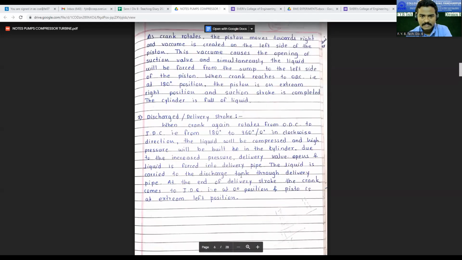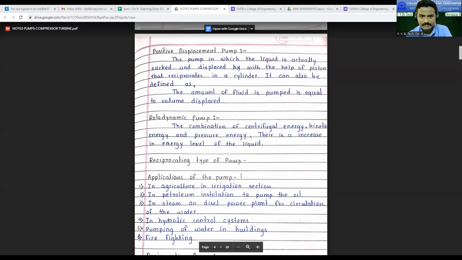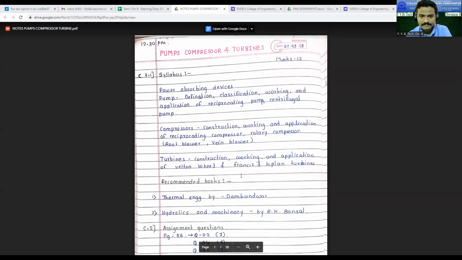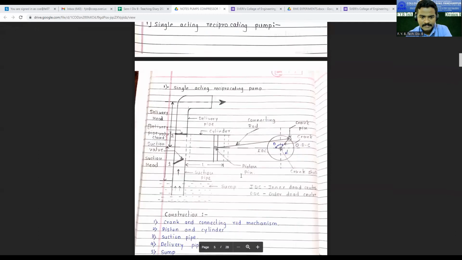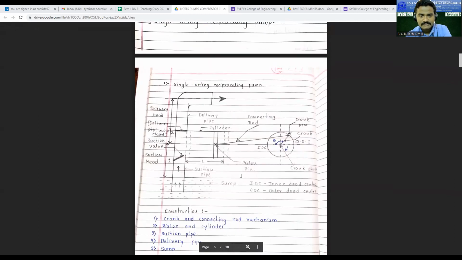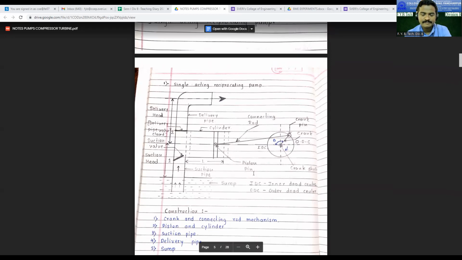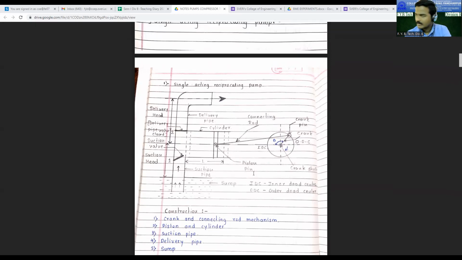Please note down the questions related to the pumps, compressor, and turbine. Right. First question. Explain the working of single acting reciprocating pump.